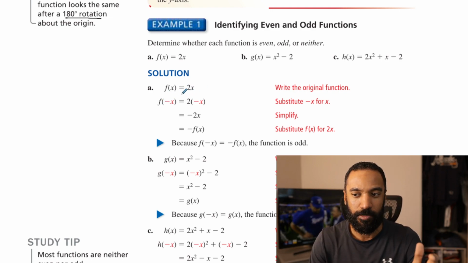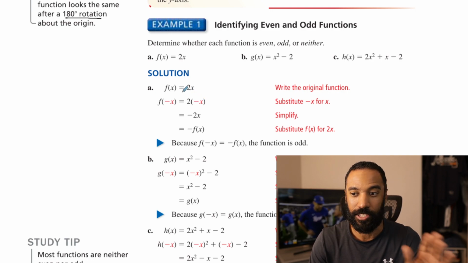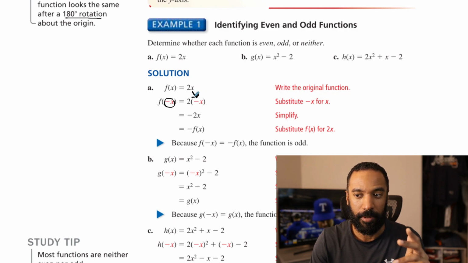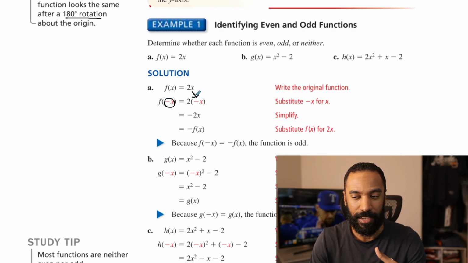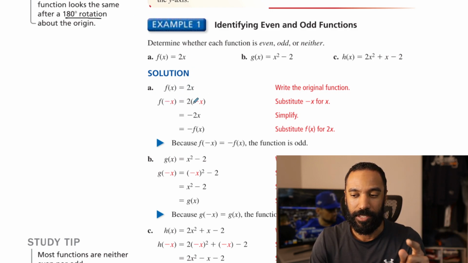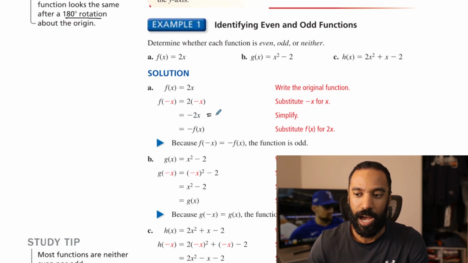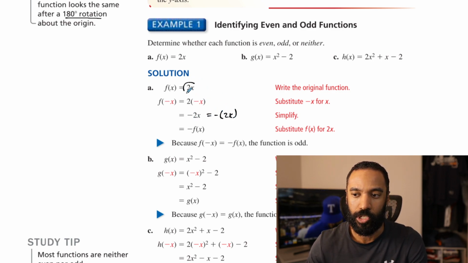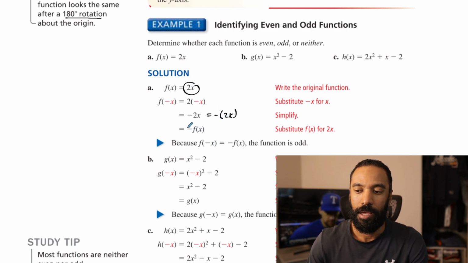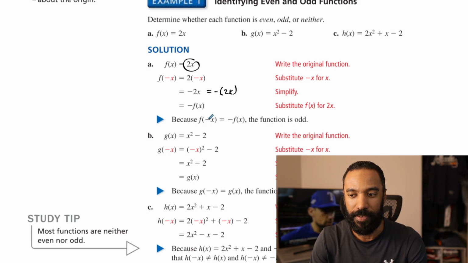F of negative x means we substitute negative x in for x. And keep that in mind, guys. Whatever is here for your input will take the place of x. X turns into negative x. And all I want you to do is simplify what's there. It turns into negative 2x. And you know what negative 2x is? It's the opposite of 2x. You know what 2x was? F of x. So this is the opposite of f of x. Because f of negative x equals negative f of x, the function is odd.